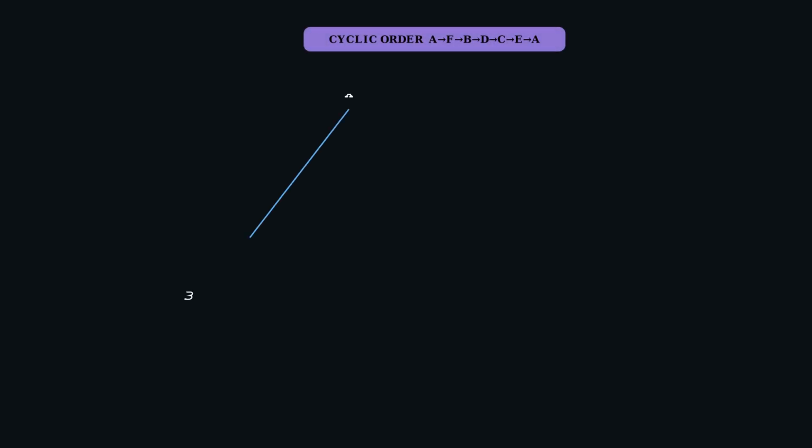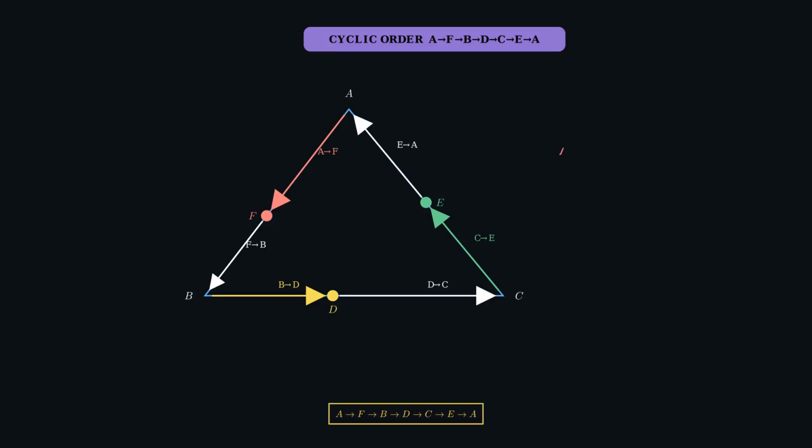A crucial detail. The cyclic order of the vertices. The three ratios must follow a strict order around the triangle's boundary. Starting at A, we move to F, then B, then D, then C, then E, and finally back to A. Watch the arrows trace this path around the perimeter. Each ratio compares two consecutive points on the same side. Reversing any single ratio would flip the product to give 1 over 1, which still equals 1. So the convention ensures we always go around in the same direction.